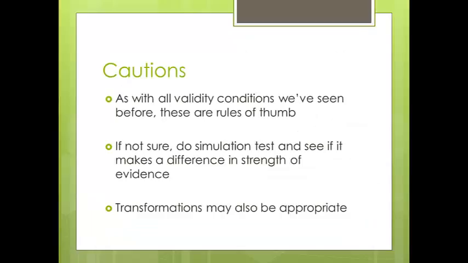As with all validity conditions we've seen before, these are rules of thumb. That is, you say, well, how much asymmetry in the distribution or how much change in the variation is needed? Well, it's a bit of a judgment call. If you're not sure, what should you do? Well, do the simulation test and see if you get a similar size p-value as you do with the theory-based test. That's one way of evaluating and confirming that, in fact, the validity conditions are okay.